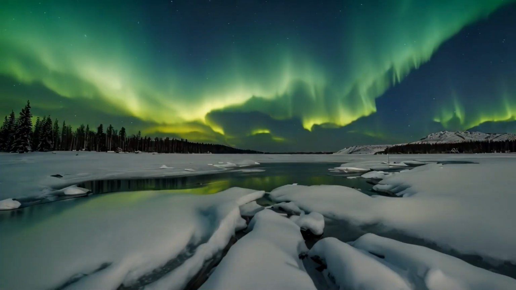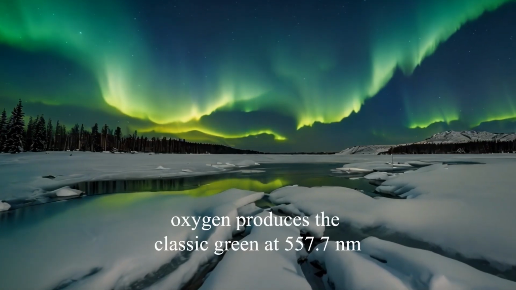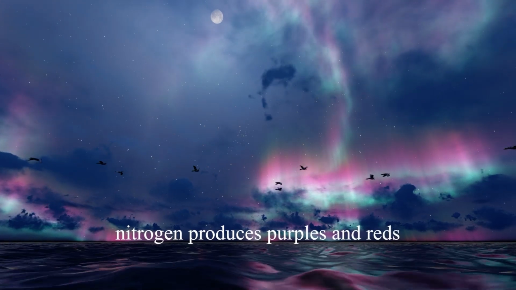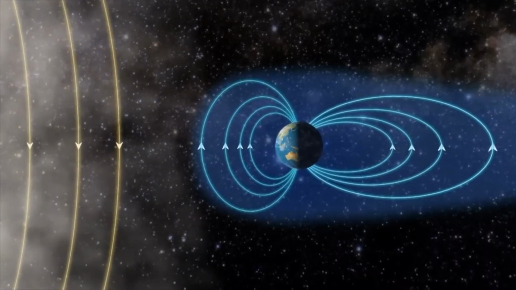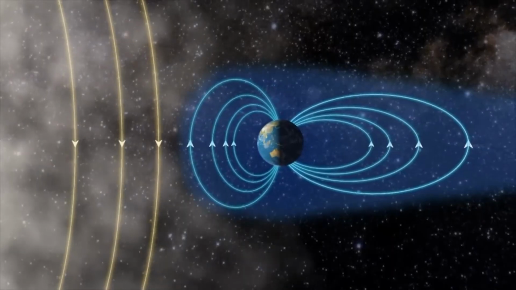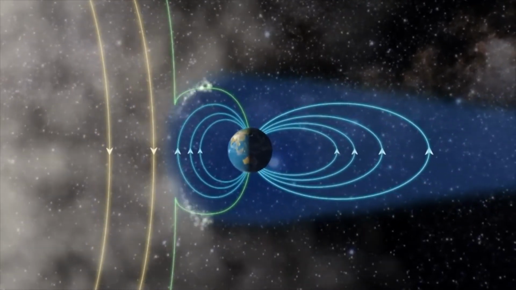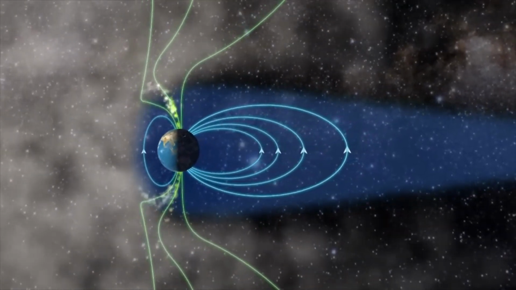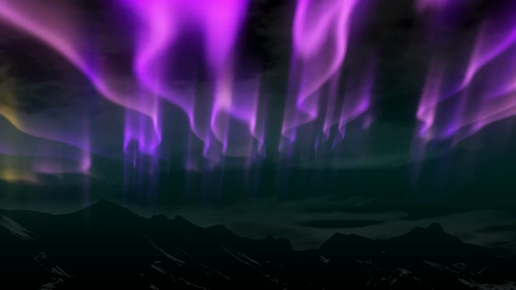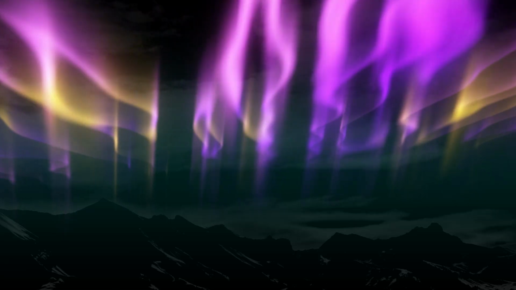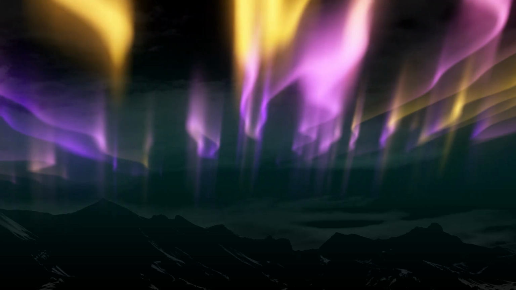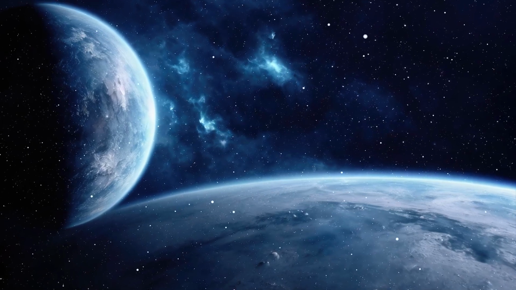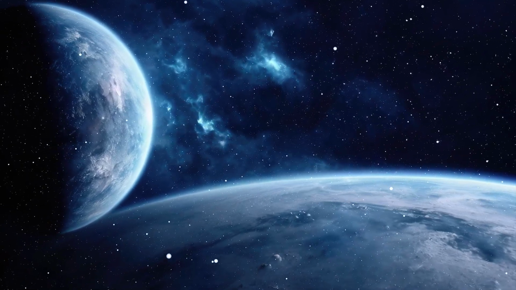On Earth, for example, oxygen produces the classic green at 557.7 nanometers, while nitrogen produces purples and reds. The charged particles arrive along magnetic field lines and deposit energy primarily at high latitudes, because magnetic field geometry funnels them toward the poles. That simple picture, particles, field lines, and atmospheric emitters, underpins auroras from Mercury to Neptune, but the details change wildly with planetary environment.